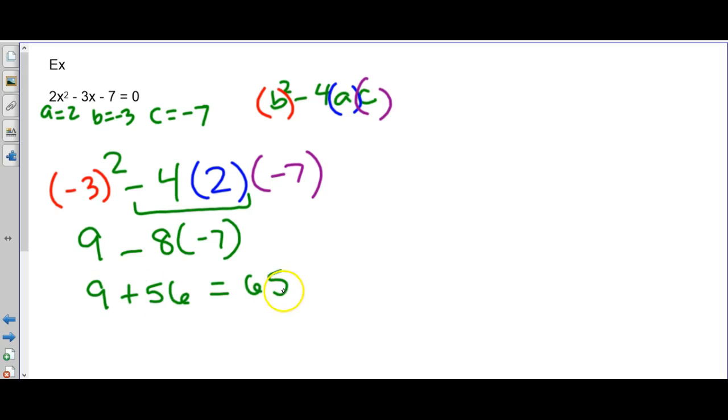So this number is a positive number. That means we know we have 2 solutions to our quadratic. We could use the full quadratic formula to find the 2 solutions, but if they just ask how many solutions, we would stop there.